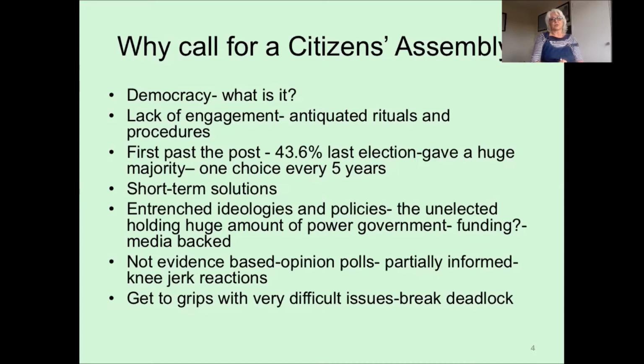In this country, we have a first past the post system. So in the last election, the government won by a massive 43.6% majority. So if that's a majority, what about all the others whose voices are not heard? And it's just one choice every 5 years, although that has been slightly different recently.